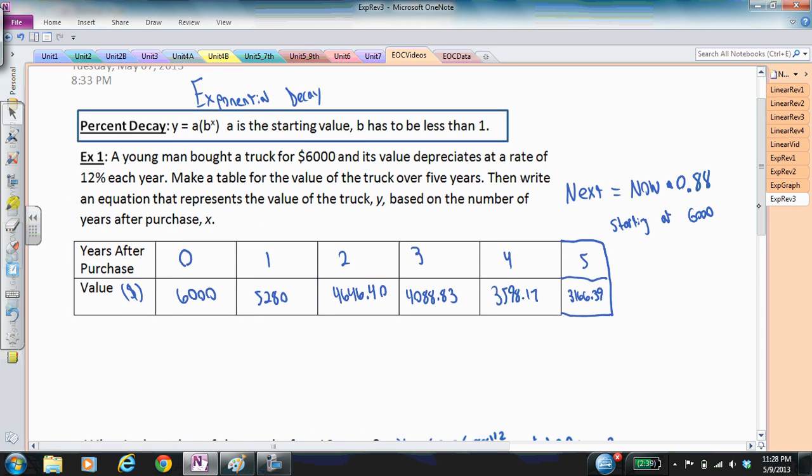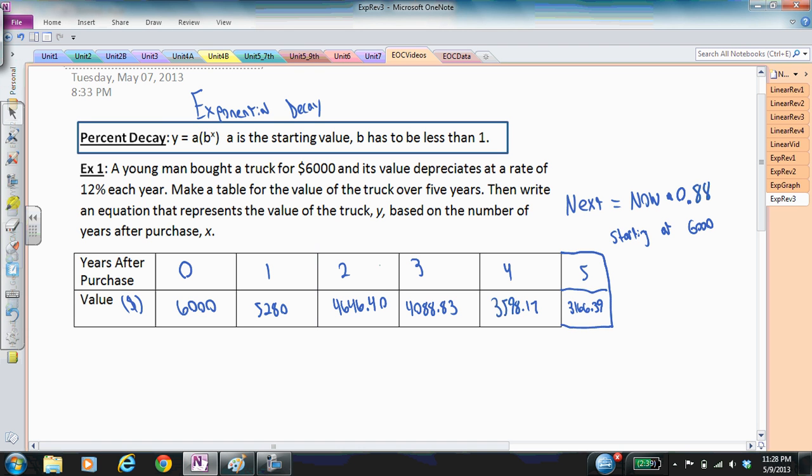But I didn't answer the first part yet. We have to write the equation, duh. So it's y equals starting value 6,000 times, we know b has to be less than 1. So instead of 1 plus r, it's 1 minus r, where r is the percent written as a decimal. So b is 1 minus 0.12, which is 0.88, which we already alluded to. So it's going to be 6,000 times 0.88 raised to the power of x. That represents the value of the truck based on any number of years.